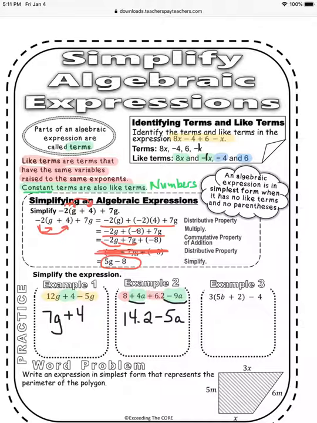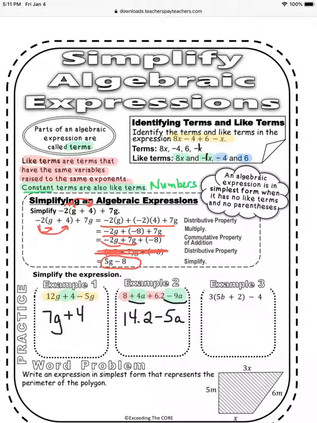We cannot subtract the 5a from the 14.2. Again, think of it as if you have $14.20 and you need to take away 5 apples. Well, you can't do that. You can't take apples away from money. Next, we're going to look at example 3.